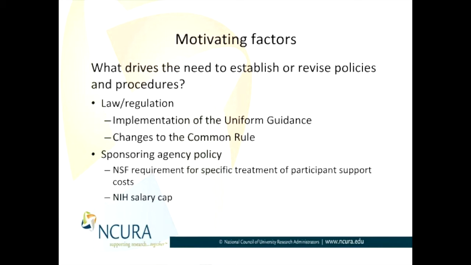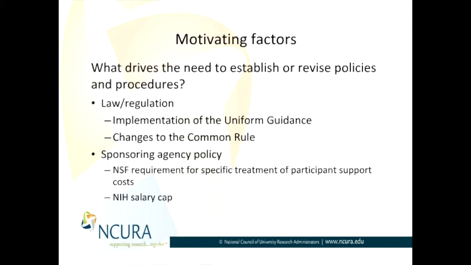So a couple of examples. First off, there was the implementation of the uniform guidance, and Wisconsin was among many institutions across the country that did a thorough review of their policies and procedures because we wanted to be sure that we were in compliance with the regulations related to the management of federal awards.